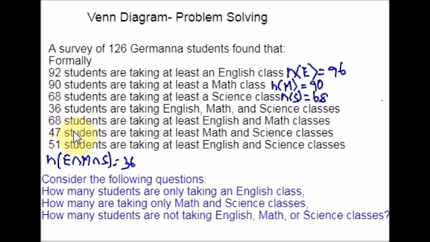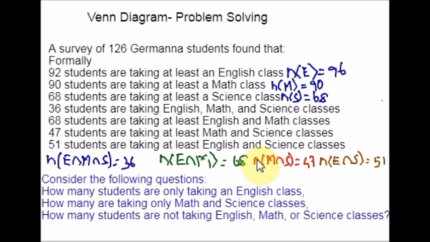The next information says 68 students are taking at least English and math. So this is going to be N of E intersection M. And the next piece says 47 students are taking at least math and science. So N of M intersection S. The next information says 51 students are taking at least English and science. So 51. We have just written all the formal information into symbolic form.